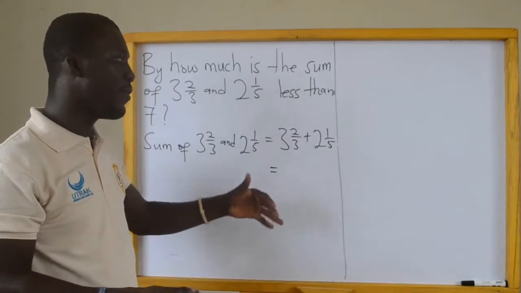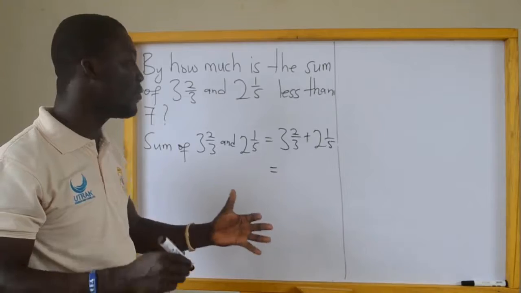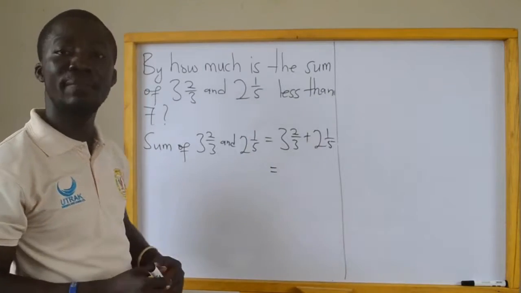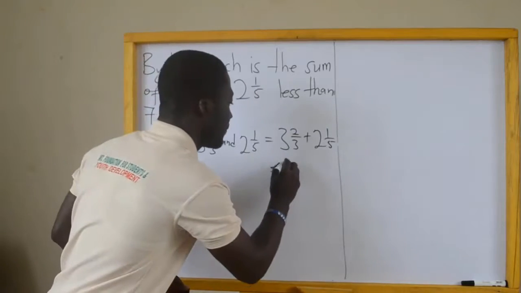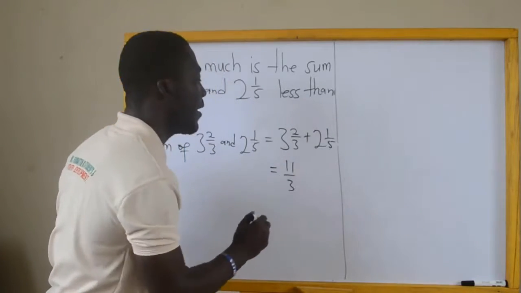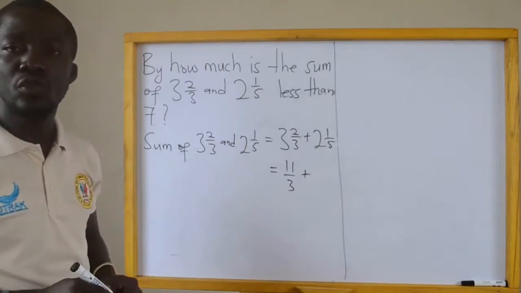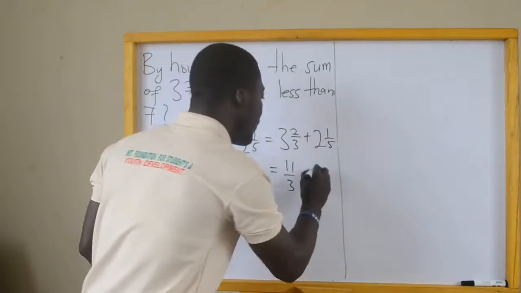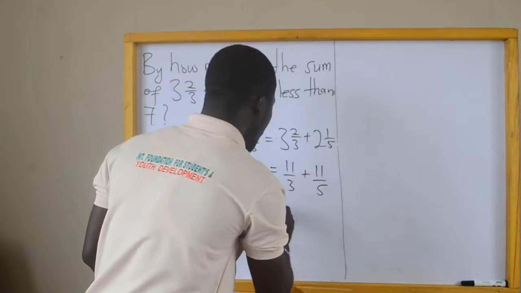First of all, we will convert the mixed fractions to improper fractions. 3 times 3 is 9, 9 plus 2 is 11. So 11 over 3, plus 2 times 5 is 10, 10 plus 1 is 11. So 11 over 5 over here.